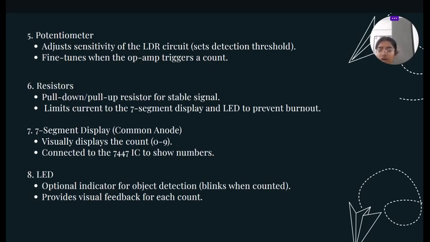Seventh is the 7 segment display, common anode. It is one type of display for the count 0 to 9, connected with the 7447 IC to show the number. Eighth is LED, an optional indicator for object detection. It blinks when an object is counted, providing visual feedback for each count.